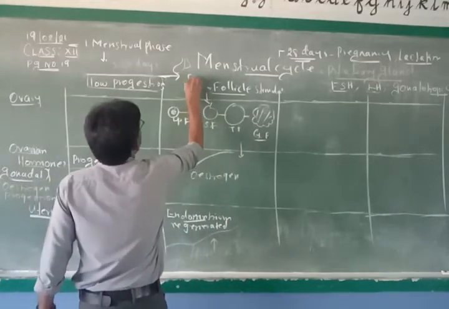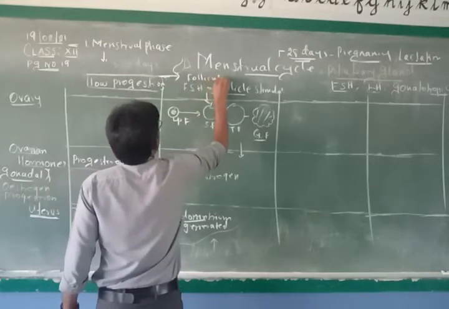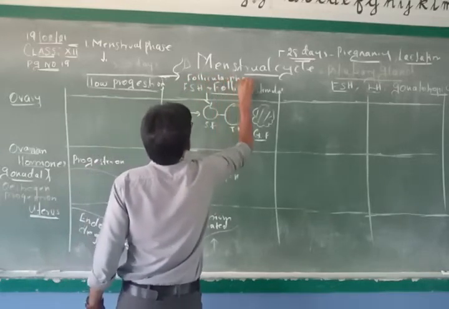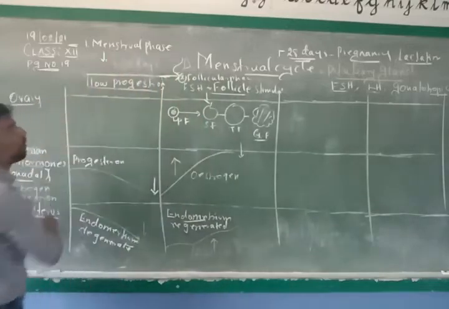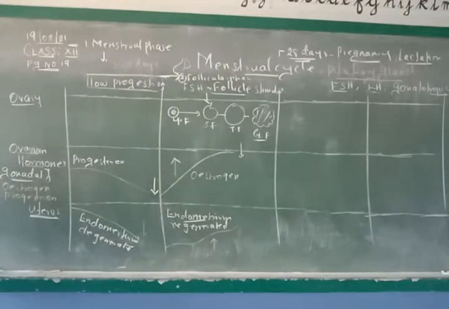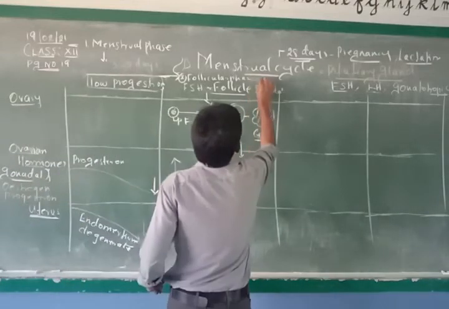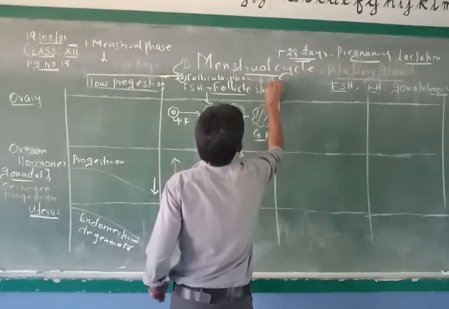I will write it here. It is called the follicular phase. This is the second phase. The first phase is called the menstrual phase. The second phase is called the follicular phase. This phase takes place, the data are not there in the book, still 6 to 13 days.